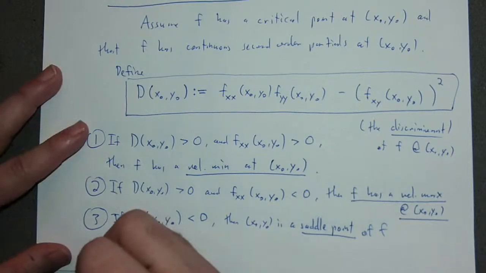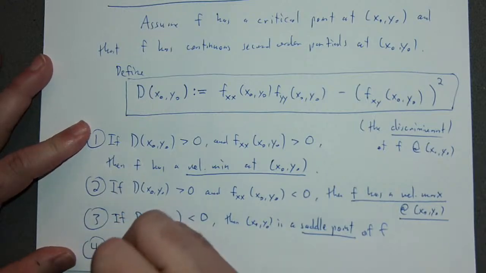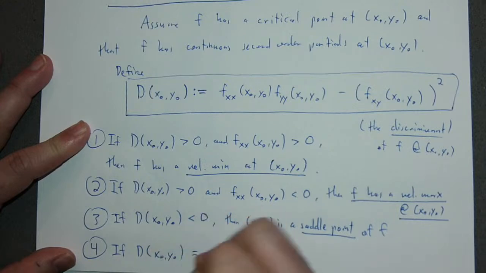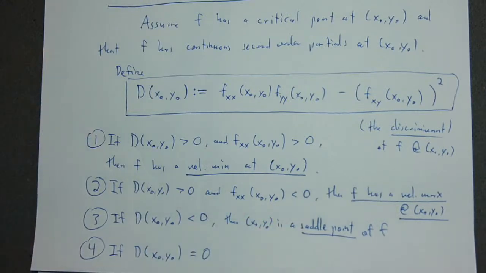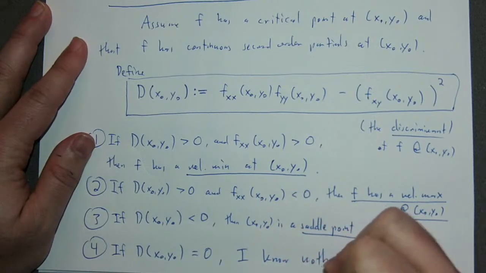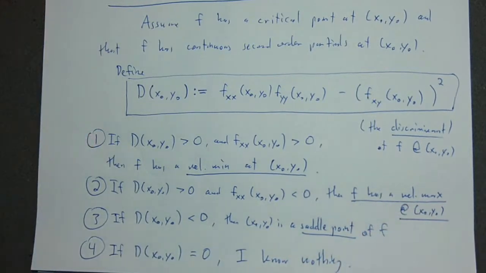And so you might imagine there's another case here, which is if the discriminant is 0. If the discriminant is 0, I know nothing. Okay. If the discriminant is 0, you cannot say a single word about what happens at x naught, y naught from this test alone. Okay. So from this test alone, you can say absolutely nothing. You would have to be able to figure it out some other way.